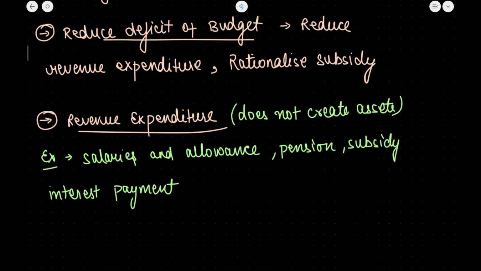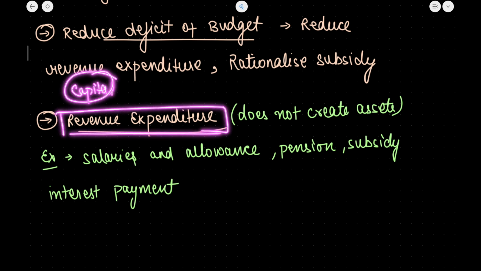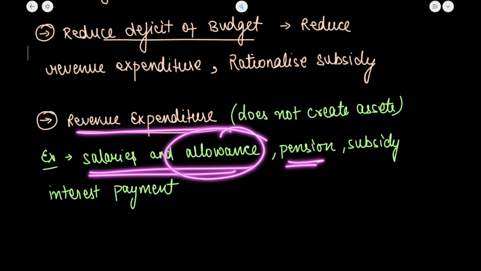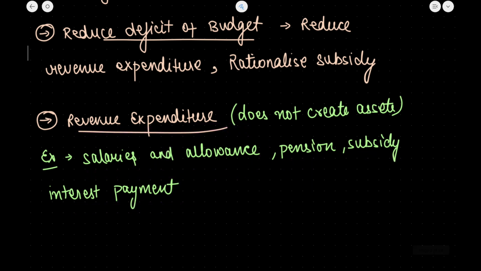On the other hand, there is revenue expenditure. Now, the basic difference between revenue and capital expenditure is, if the government does revenue expenditure, a liability is not created. Whereas if there is capital expenditure, a liability on the government is created. Now, revenue expenditure includes salaries and allowances, pension, subsidy, interest payments, all of this.